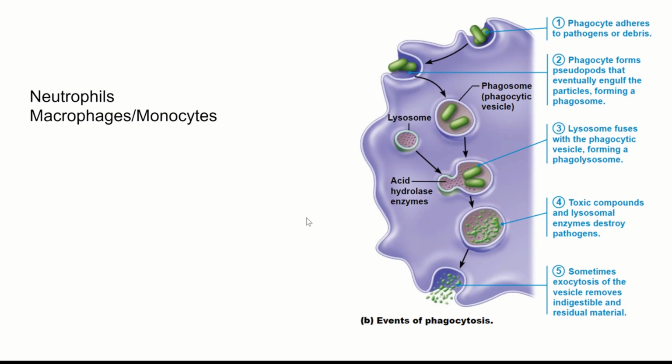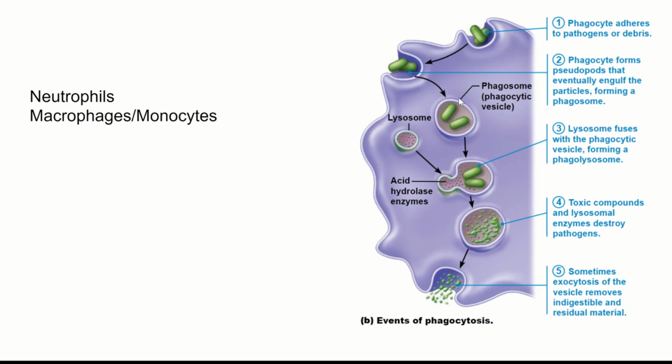So heading back to our notes, working through the stages. First we're going to adhere to the pathogen. Then we're going to extend our cell membrane through the use of pseudopods. They look like little feet, so that's how they got their name, pseudopods. And they eventually will engulf, completely surround the pathogen.